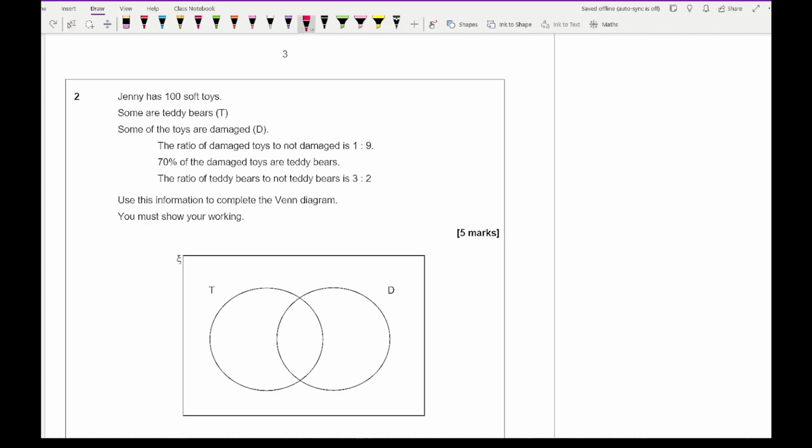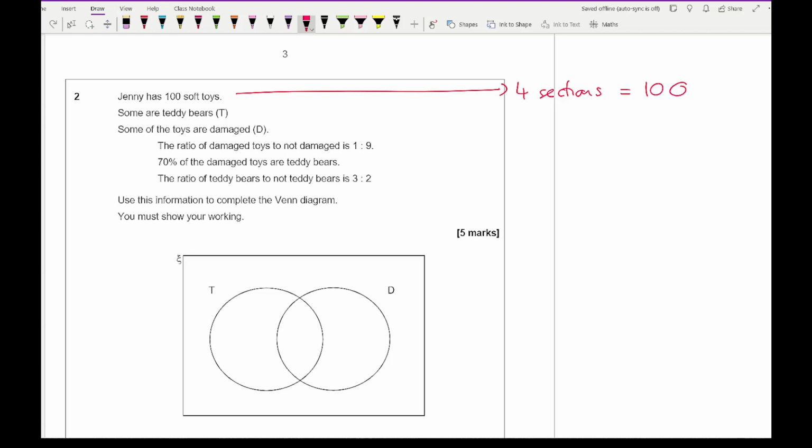So first things first, we know that all 4 sections equals 100. Now looking at the first bit of information, it says the ratio of damaged toys to not damaged is in the ratio of 1 to 9.